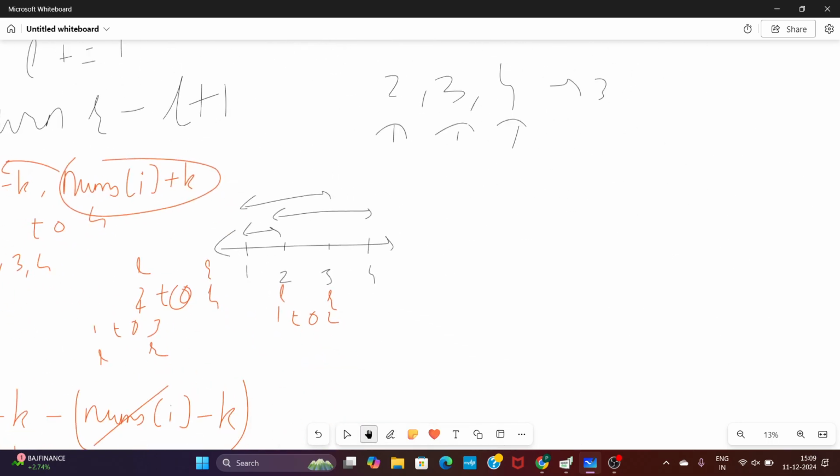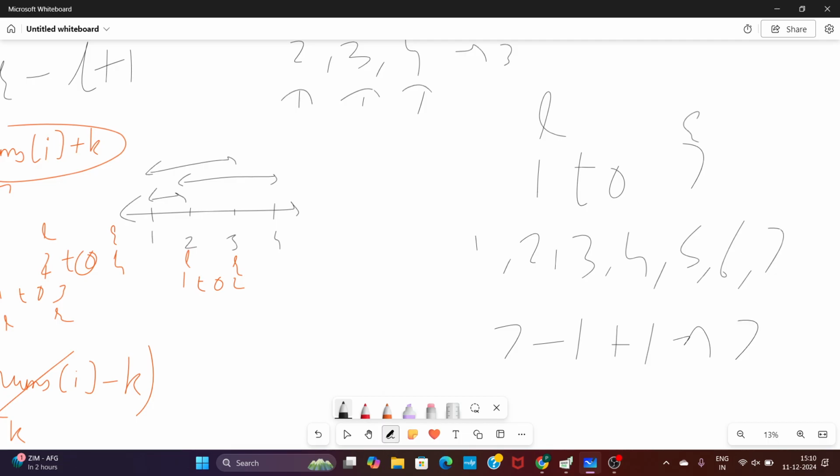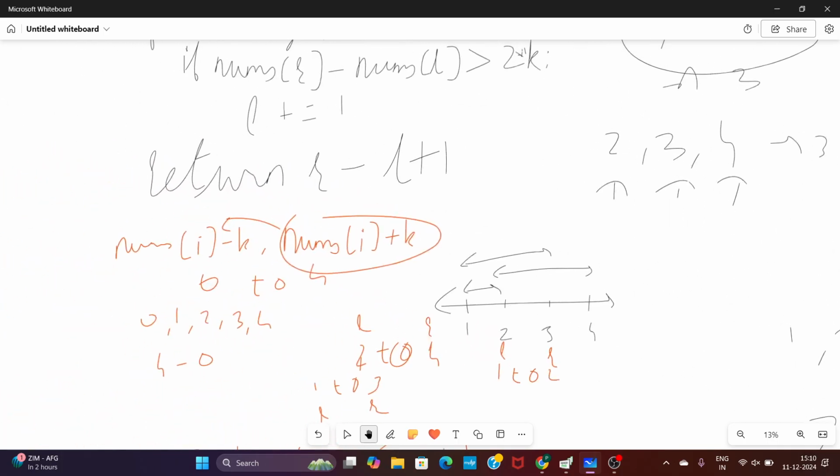For example, you have to find 1 to 7. It is 1, 2, 3, 4, 5, 6, 7, which is 7 elements. We will just simply use this formula: 7 minus 1 plus 1 equals 7. So we have got our answer. So for this we are using the R minus L plus 1 formula. Now let's try to dry run the code over here.